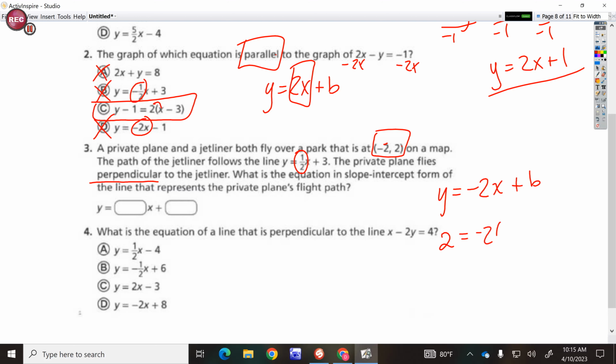2 equals -2 times -2 plus b. Don't forget the first number is the x, second one is the y. And now once you solve, you would have to subtract 4 from both sides and get b equals -2. So now my final equation, y equals -2x minus 2. All worksheets will have a plus there because the formula is plus b. But if it's a negative, plus minus means minus. So you can just ignore the plus. So far, so good.